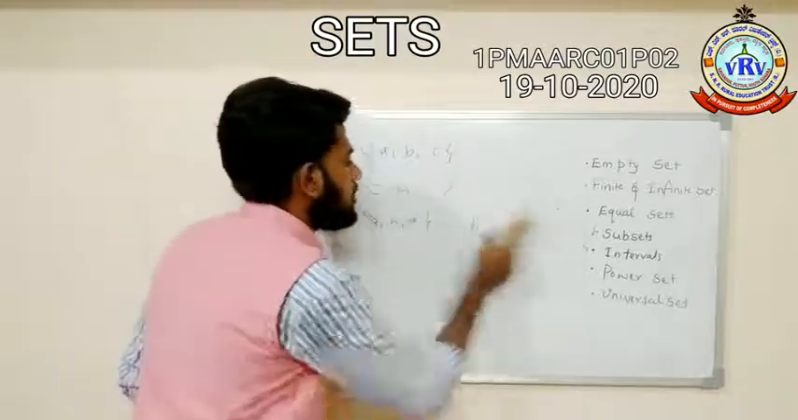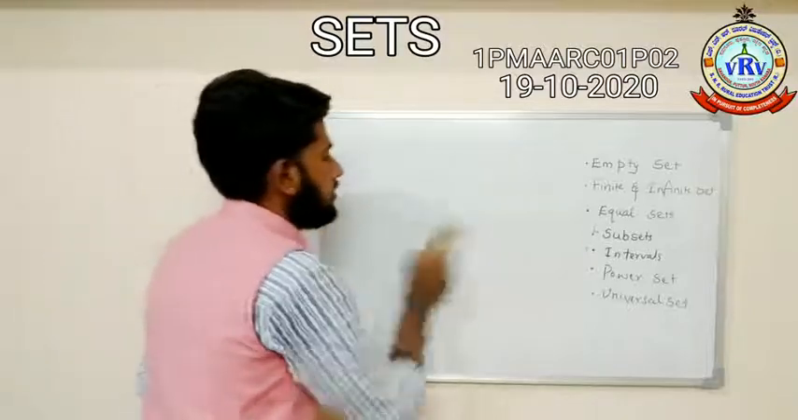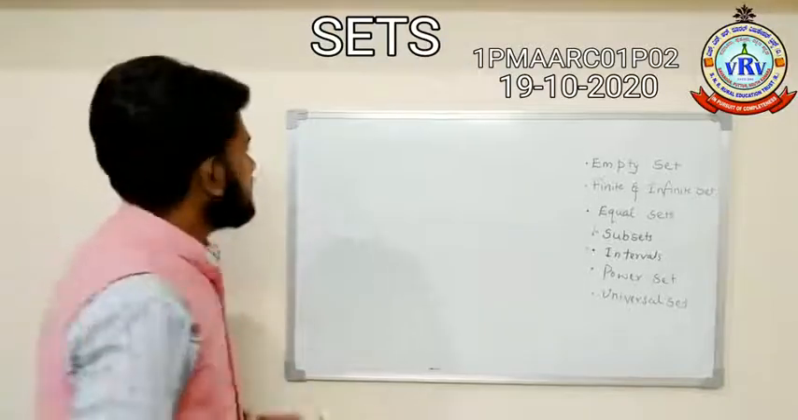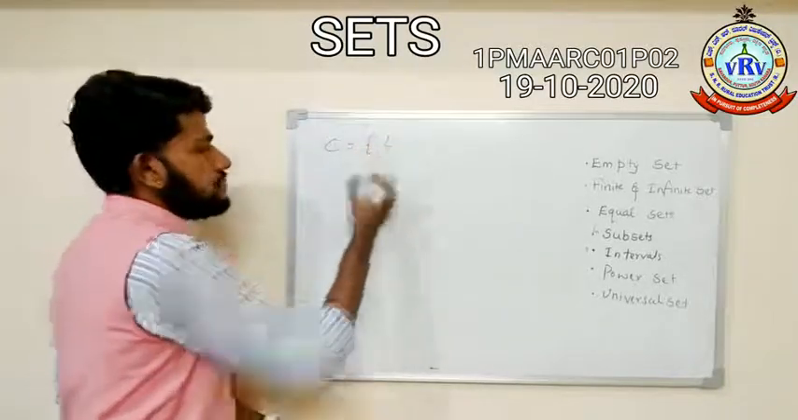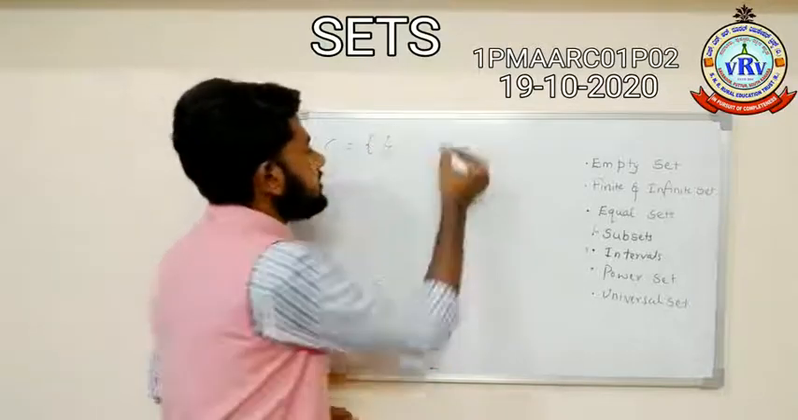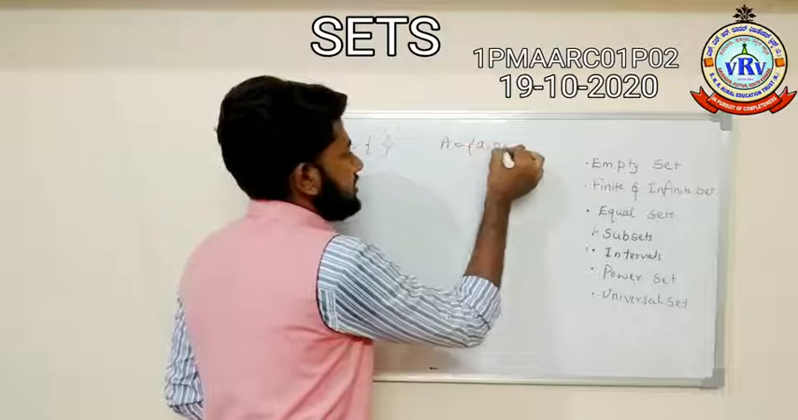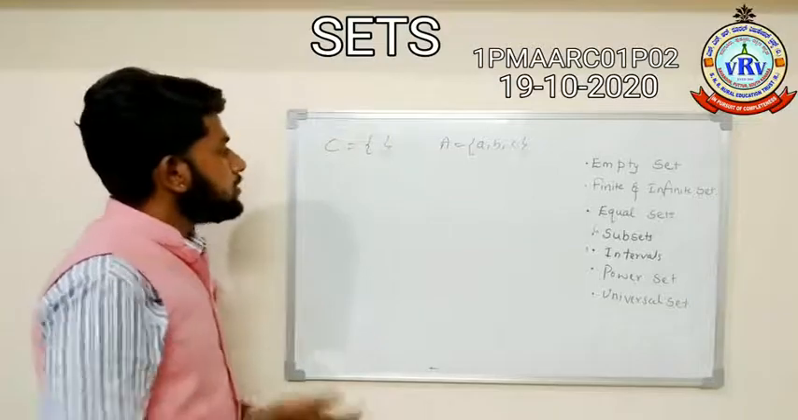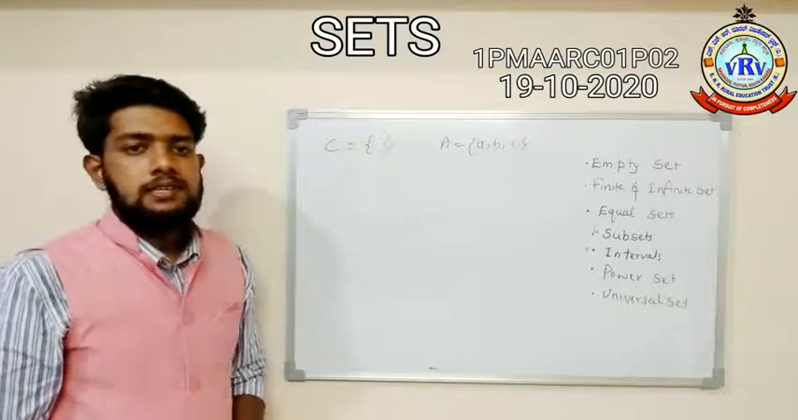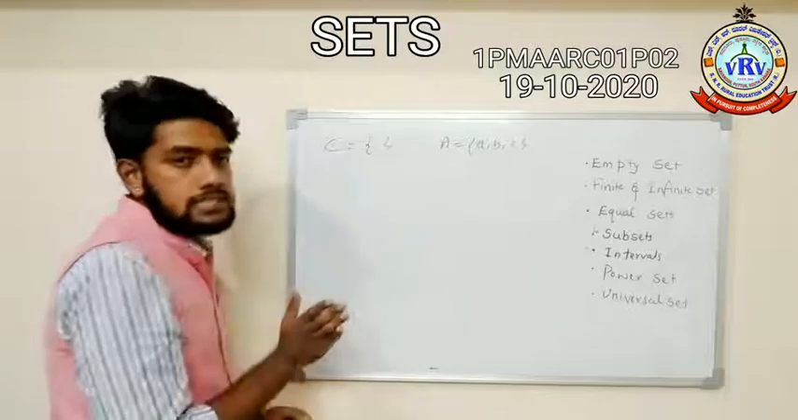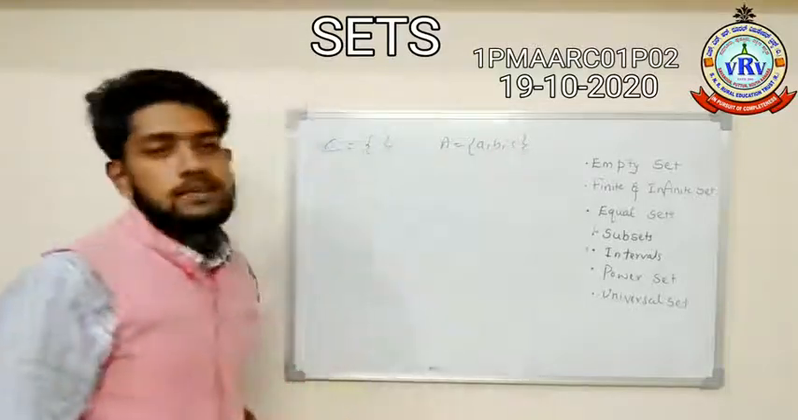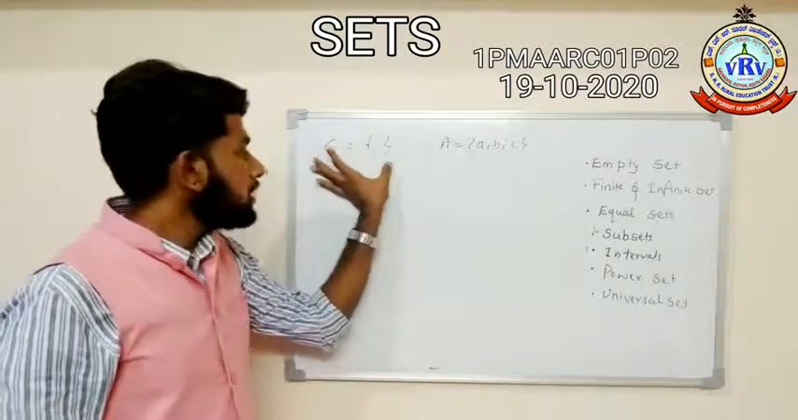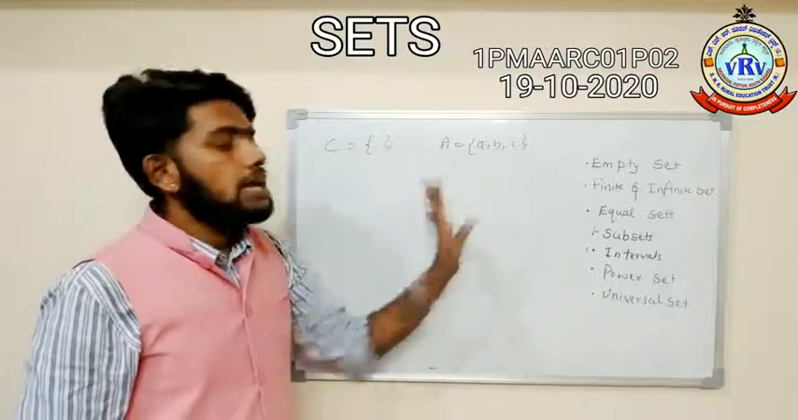And now I will ask one more question. We know the empty set is also a set. I am considering set C is an empty set, and the set A is a set which contains A, B, C, some other elements also. For that, can you tell me whether C is a subset of A? There are no elements in the set C, and there are 3 elements in the set A. Like that, we can tell the empty set is a subset of any set.